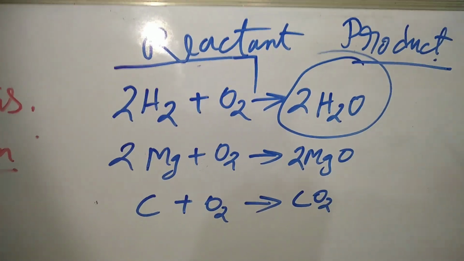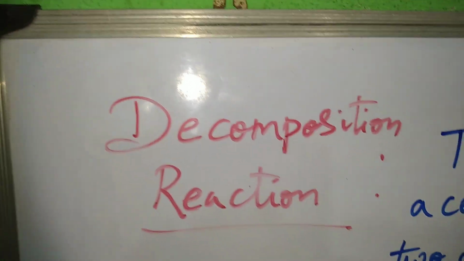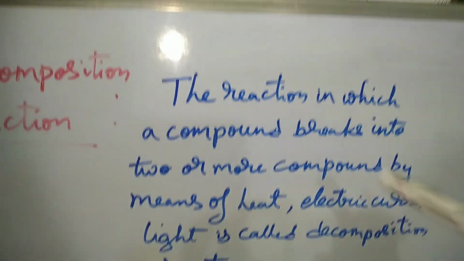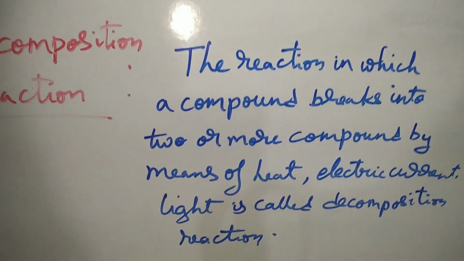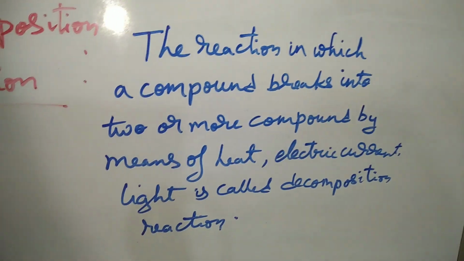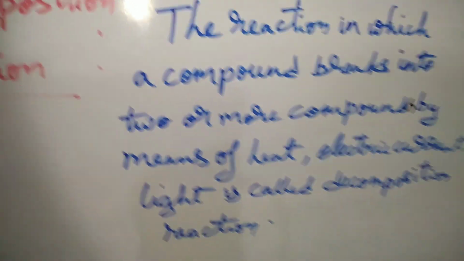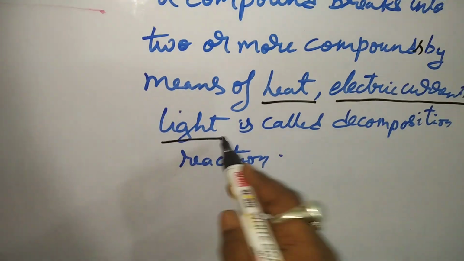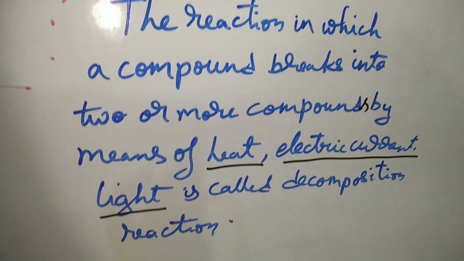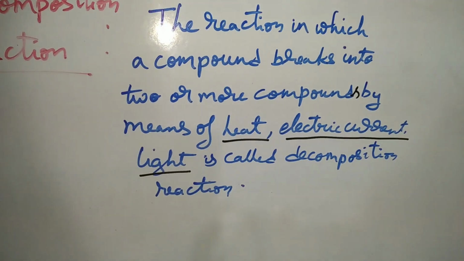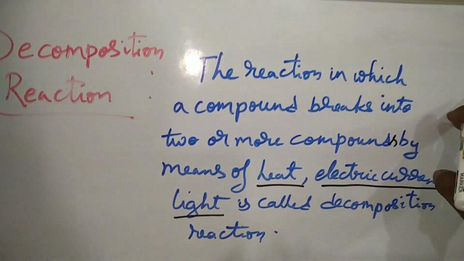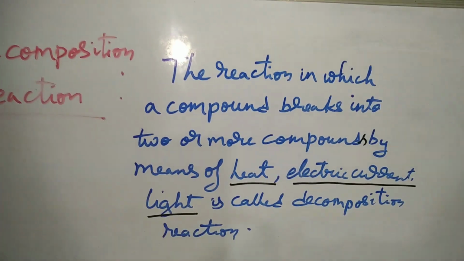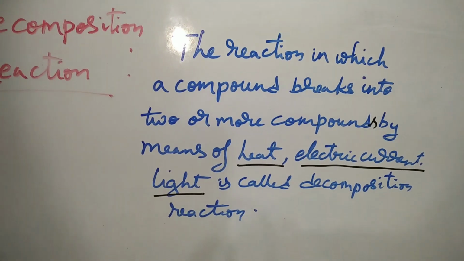chemical reaction. Our next reaction is the decomposition reaction. What does it state? It states that a reaction in which a compound breaks into two or more compounds by means of heat, electric current or light is called a decomposition reaction. It's a reverse process of combination reaction. Yes, my dear students, it's a reverse process of combination reaction.